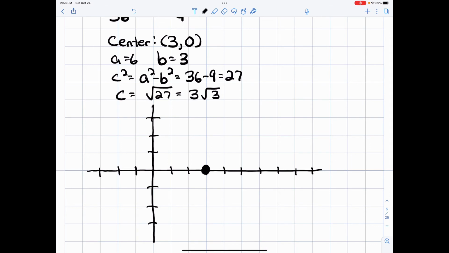Now this a being 6 means I have to go 6 units from the center. So to find my vertices, I go 6 units to the right of 3, which lands me at 9, and 6 units to the left, which lands me at −3. And then for the minor axis, b is 3, so from (3, 0), I'm going to go up 3 and down 3. And then connect my dots.